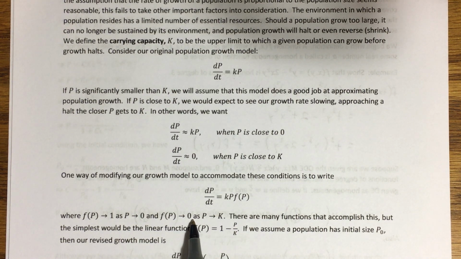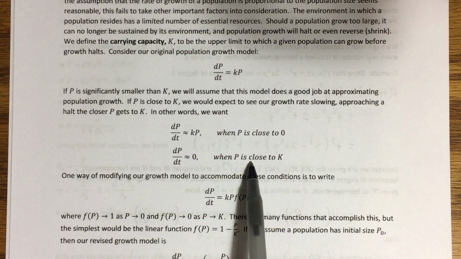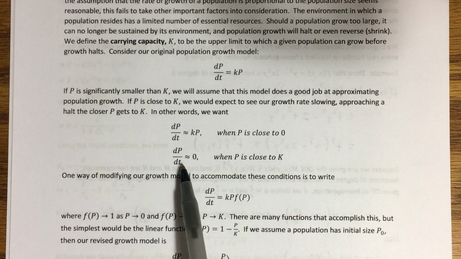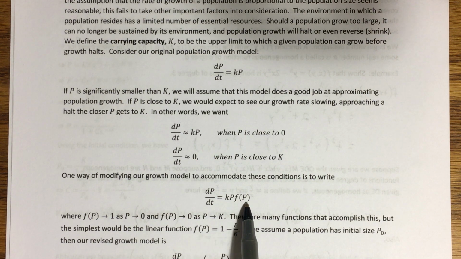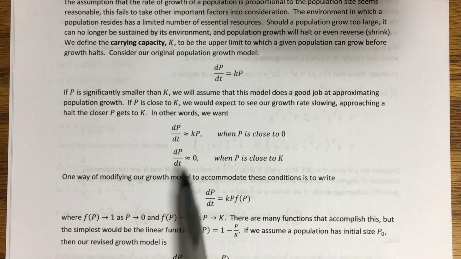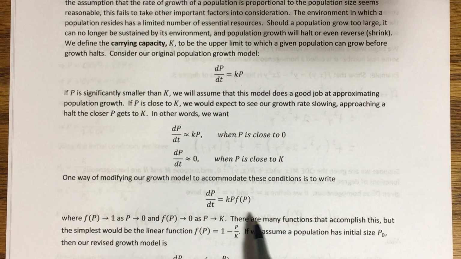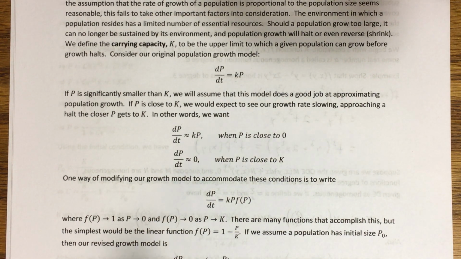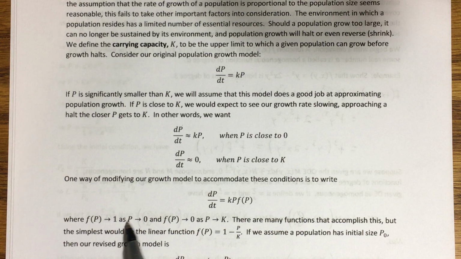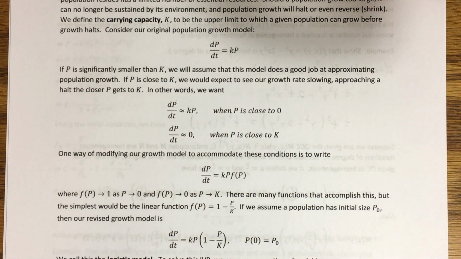If f of P is going to 0 as P goes to K, that would help satisfy this second condition here. Because again, when P gets close to K, we would like our population growth model to approach 0. If f of P is approaching 0 when that happens, then this entire right-hand side is going to 0, which does what we want it to do. Okay, now this function, f of P, can be an infinite number of different things. There are infinitely many functions that satisfy these two properties, but what we want to do is pick the simplest possible case to work with.